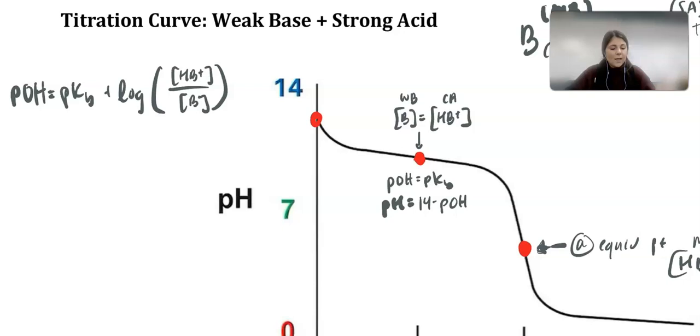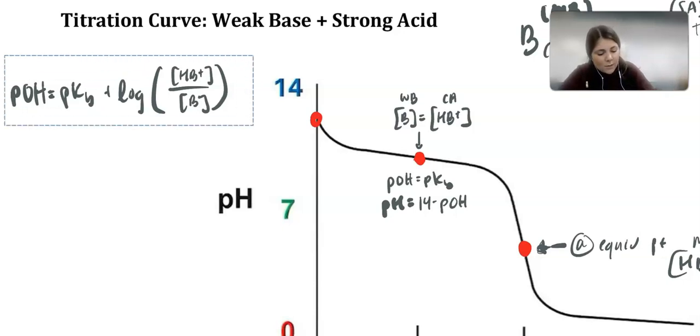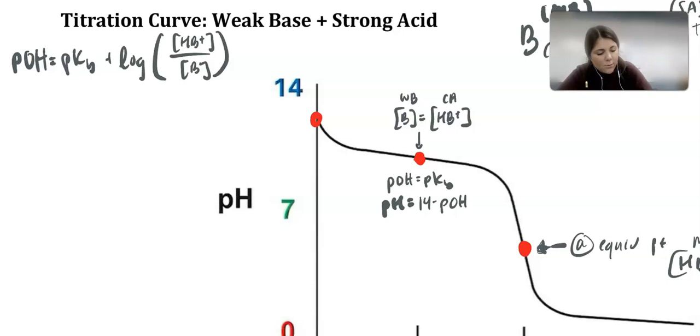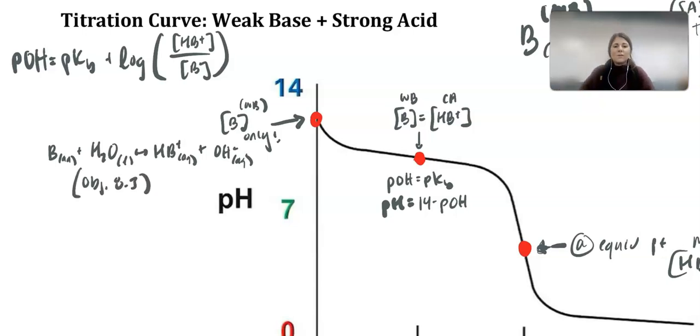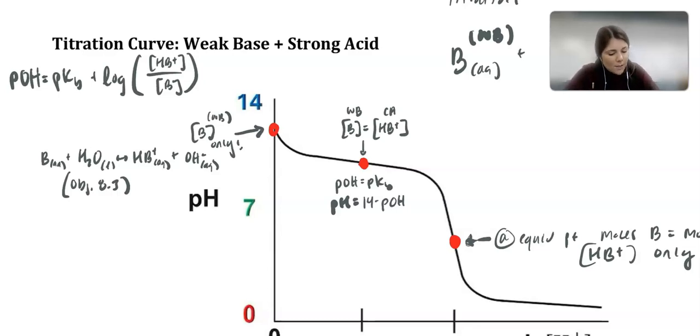All right, so now let's go back and talk about the first point. Here, this is before the titration occurs, so only weak base begins. This is not a titration yet. So here, to write this in weak equilibrium, base in water, we'll make HB positive plus OH minus. And so here, this would be based off objective 8.3, and we could solve that if we knew the concentration, okay?